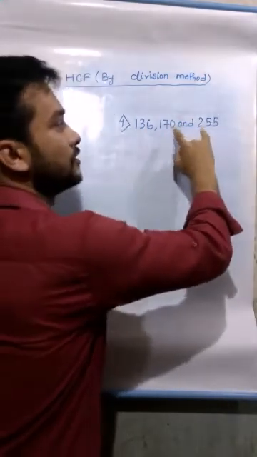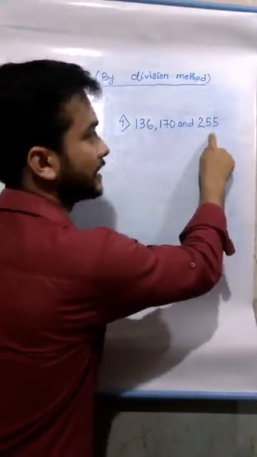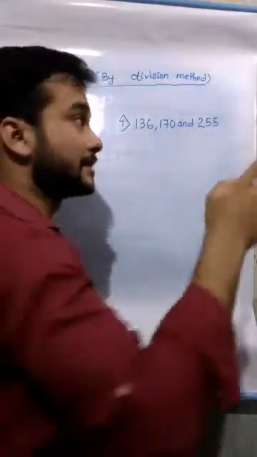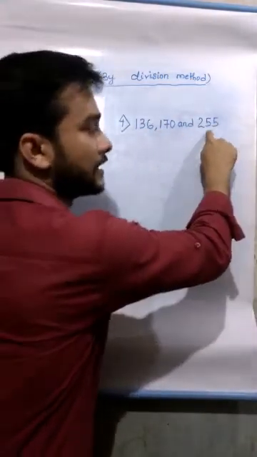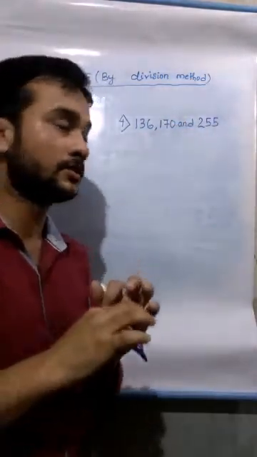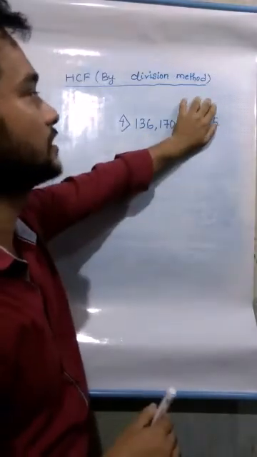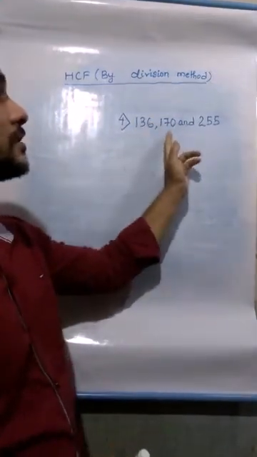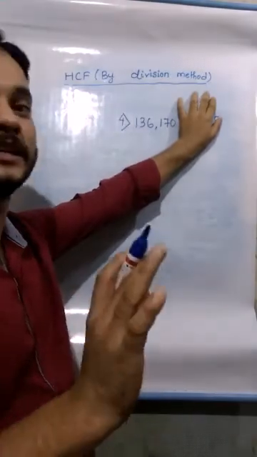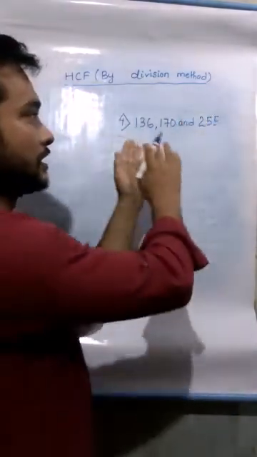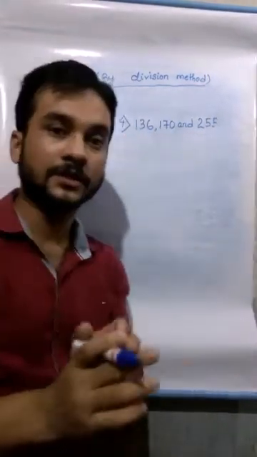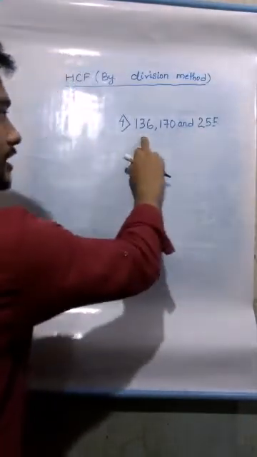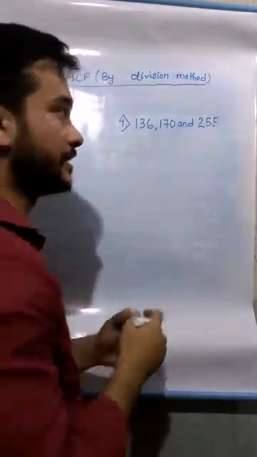Then we will find the HCF of this HCF and this number. We will find the HCF of this answer and this number. So let's first do only these 2. Suppose there is no other number, only 136 and only 170 is there.